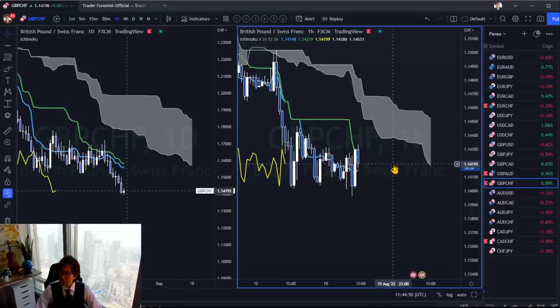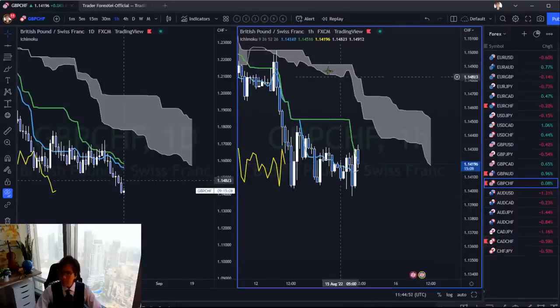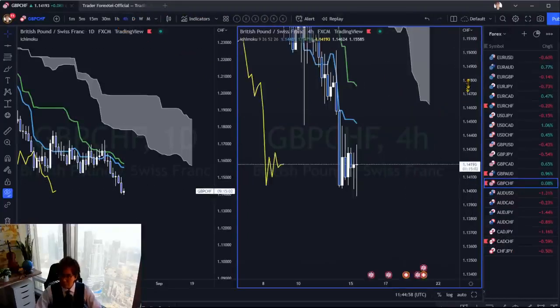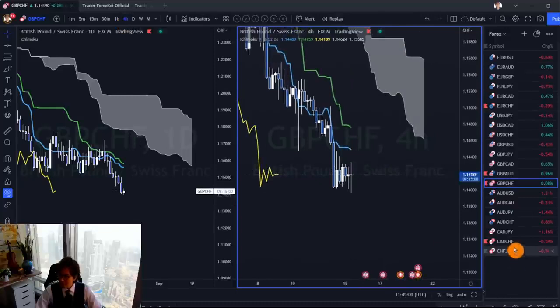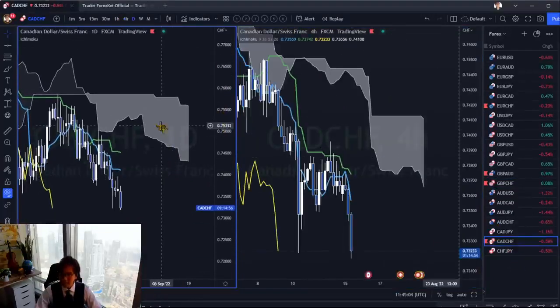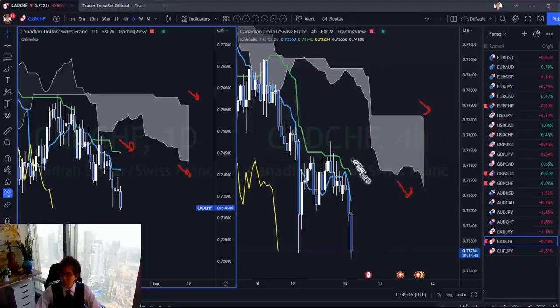Okay, and the next example is the CAD Swiss franc. Hold on, before moving on, let me switch back to the 4 hour so that we don't see the 1 hour from before. Okay, so CAD Swiss franc, the daily chart is down. Senko Span B down, A down. Kumo thickness is very good. And Kijun Sen is pointing down too. In the 4 hour it's also good. Senko Span B down, A down, Kijun Sen down.